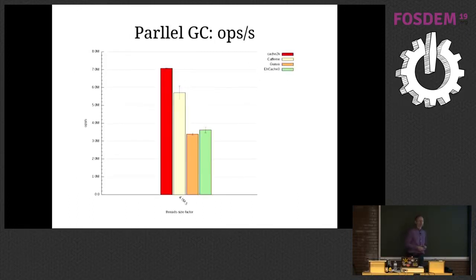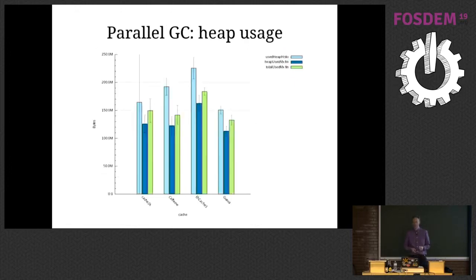So these are the performance results. The Cache2K cache implementation comes with 7 million operations per second. But this is actually not what I want to talk about. Let's look at the memory usage for the parallel garbage collector.